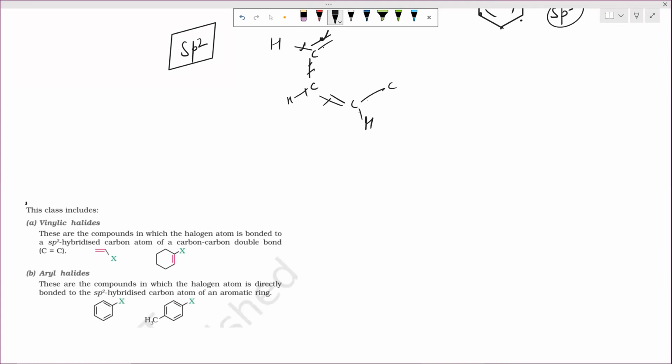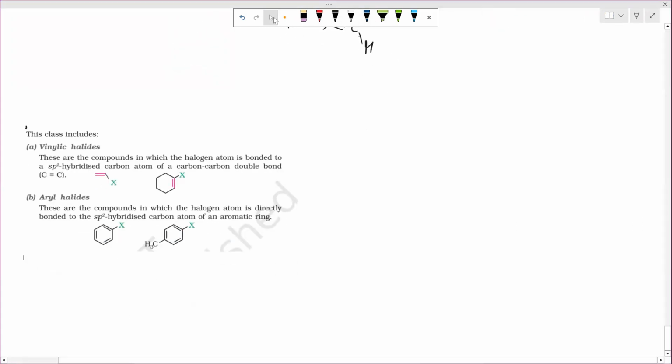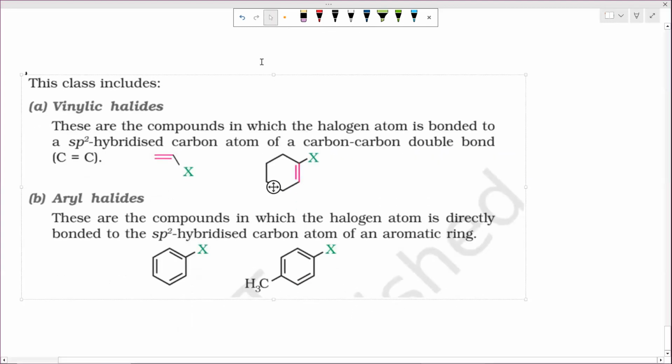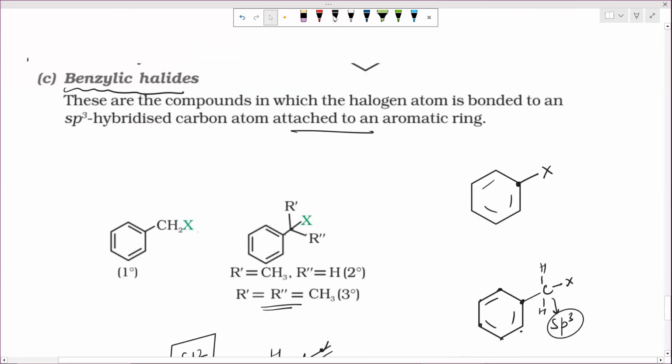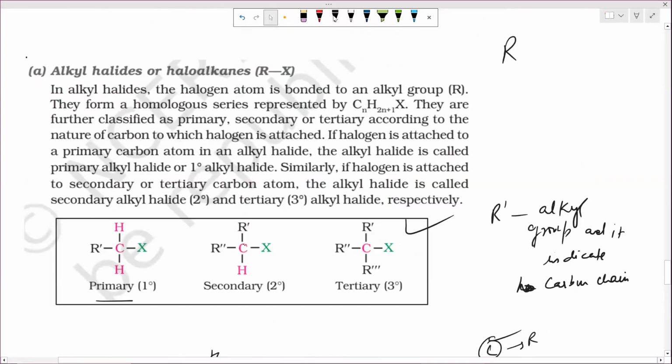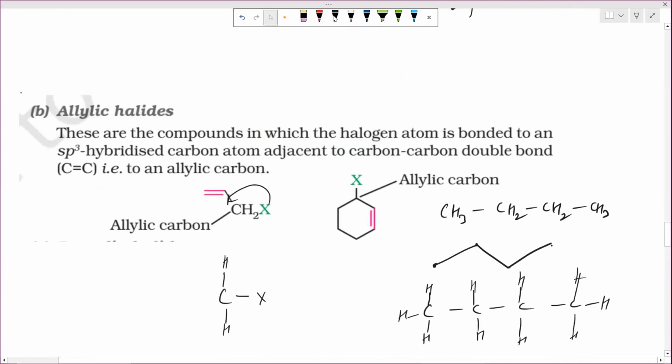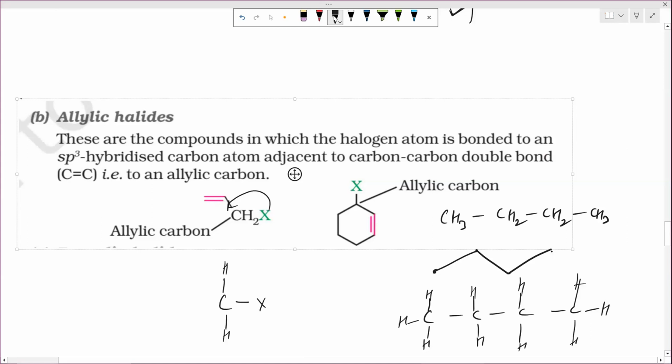Here is vinylic halides and the aryl halides. What are vinylic halides? Allylic halides and vinylic halides are very similar to each other, but there is a difference, okay.